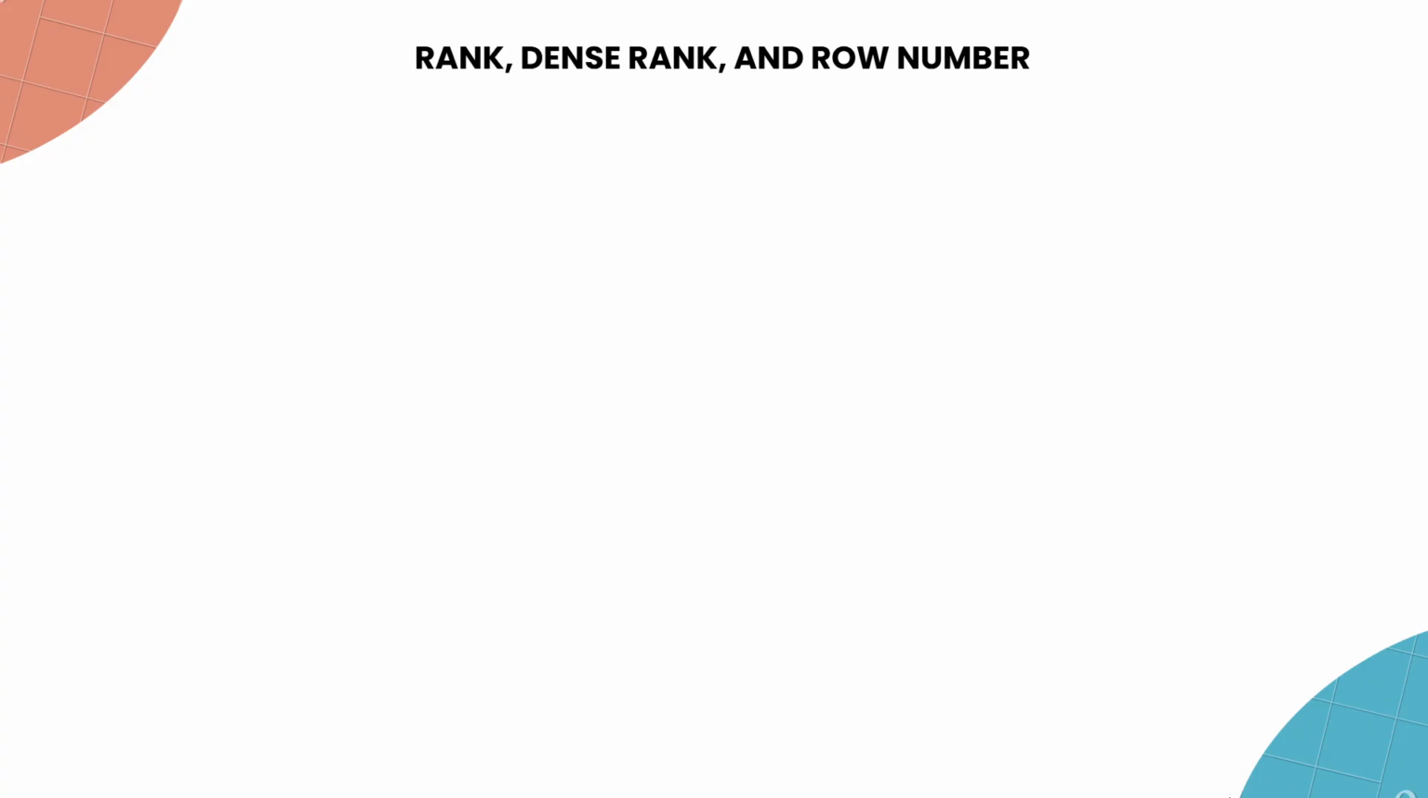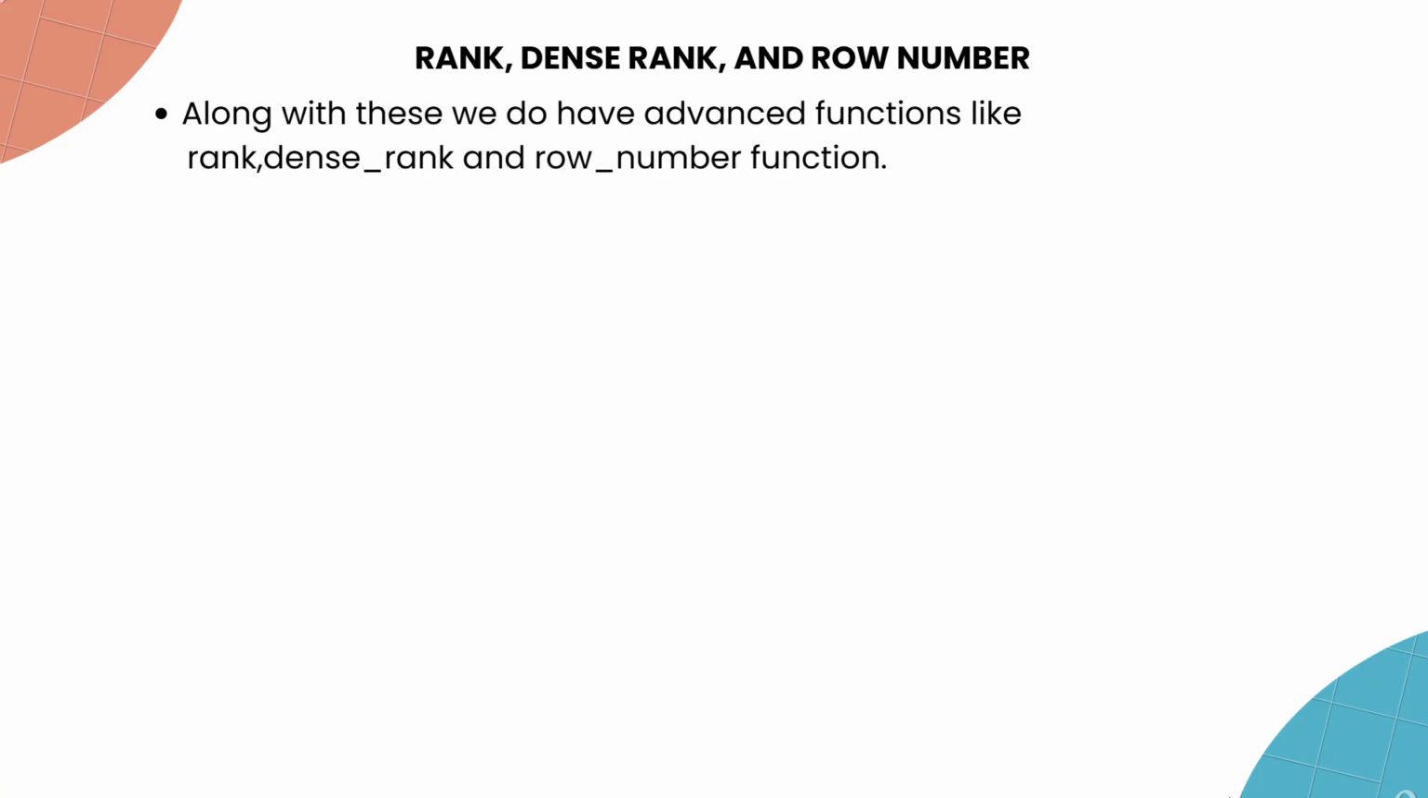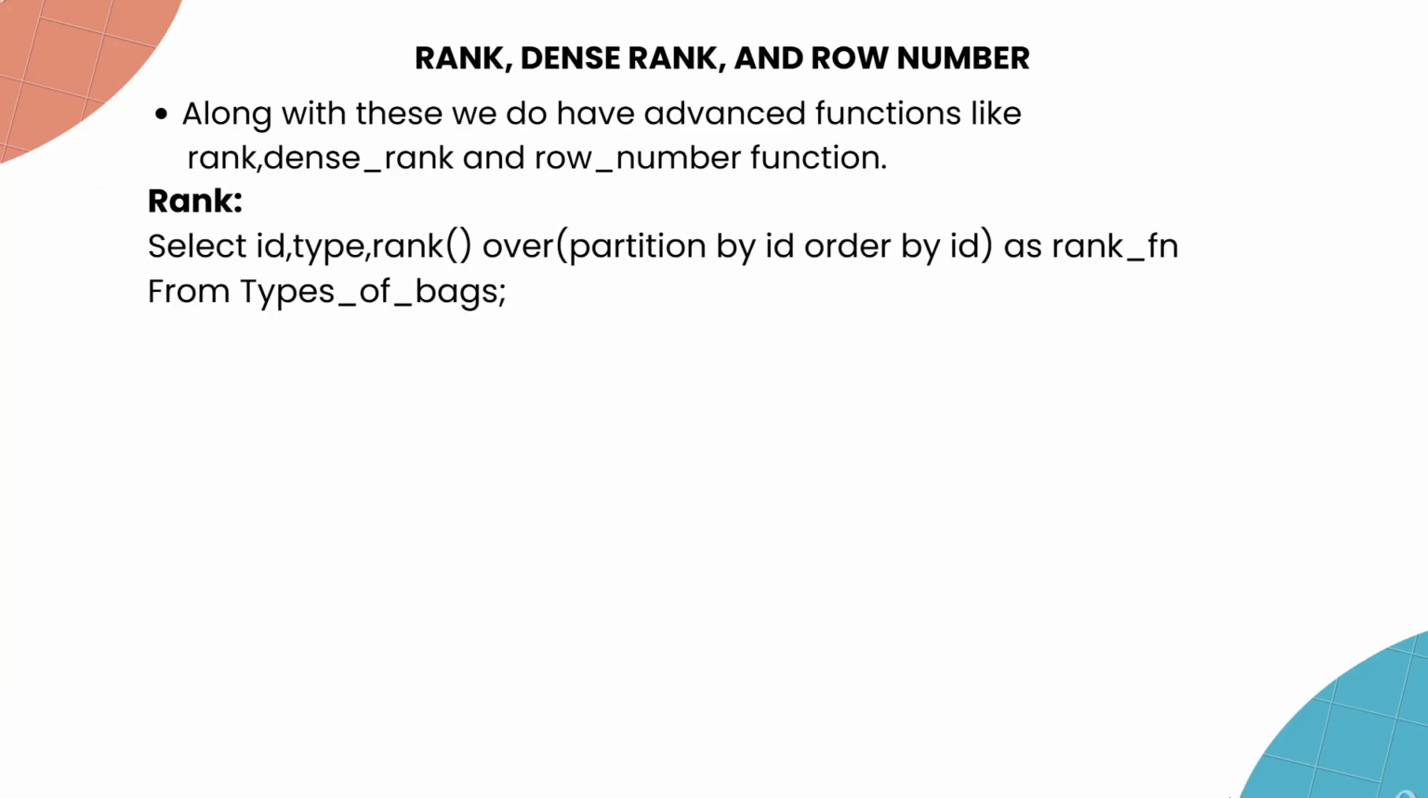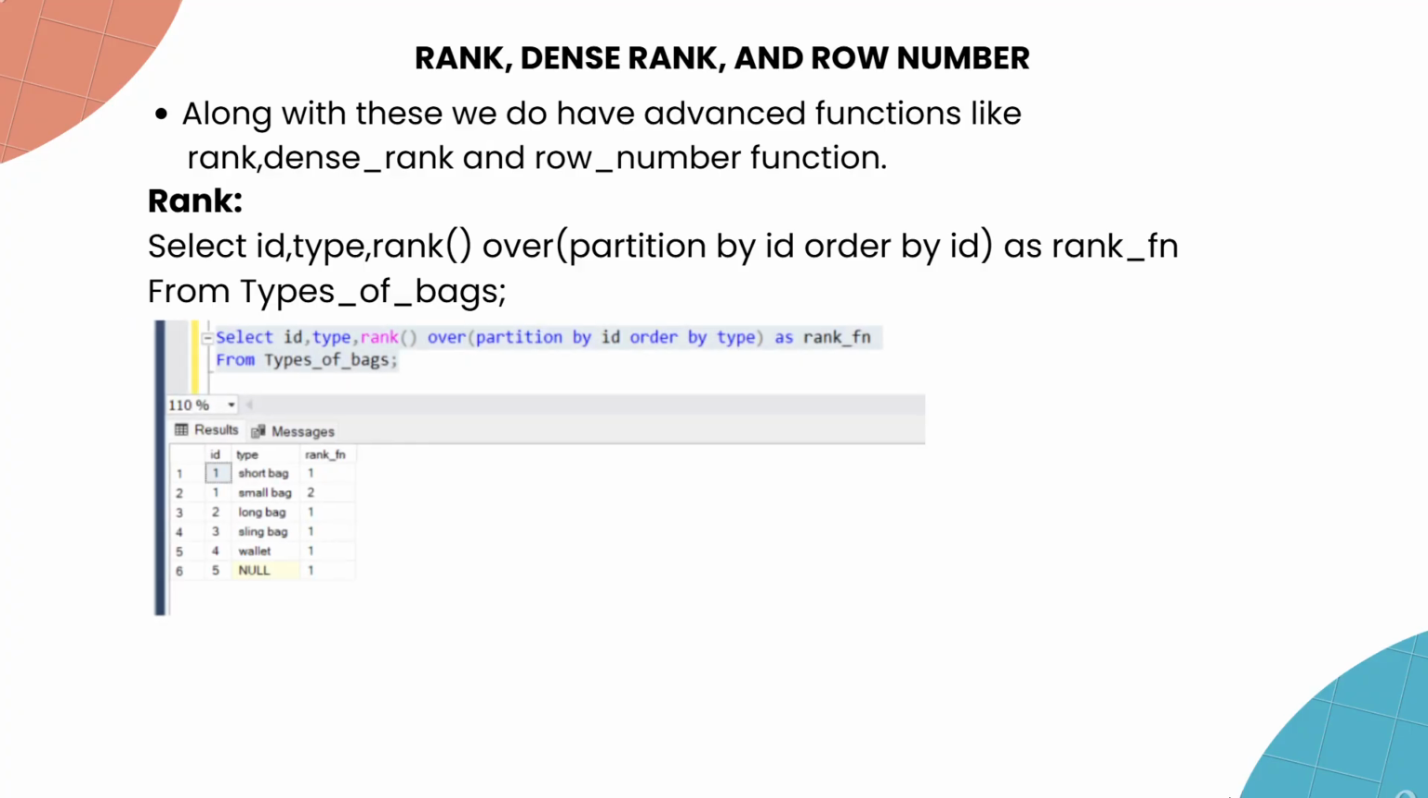Rank, dense rank and row number. Along with these, we do have advanced functions like rank, dense rank and row number. Let's first talk about rank. Select id, type, rank() over (partition by id order by id) as rank_fn from types_of_bags; semicolon.